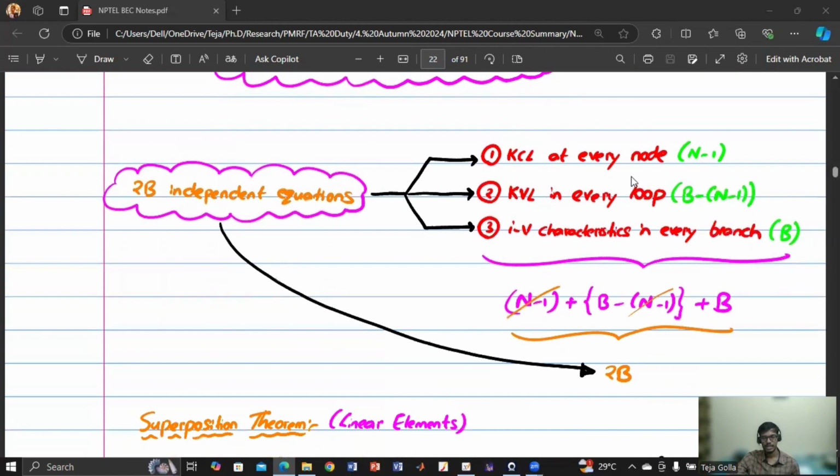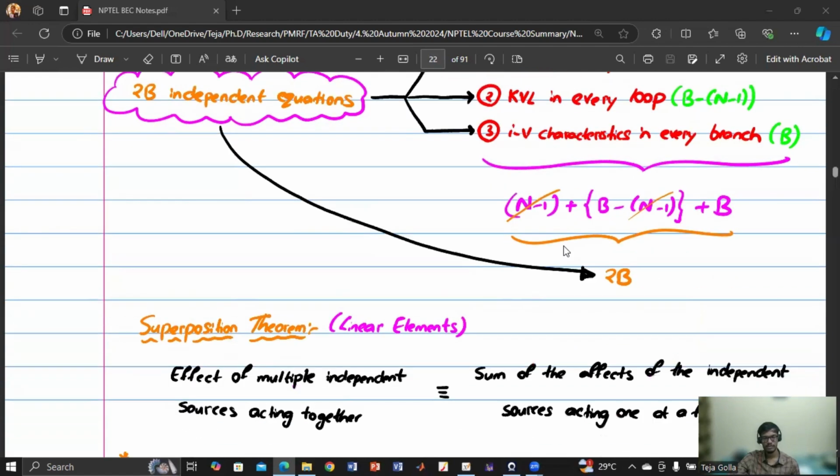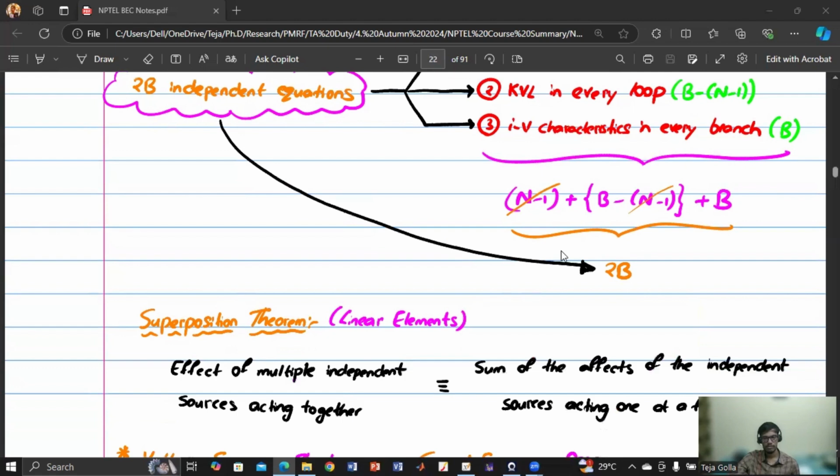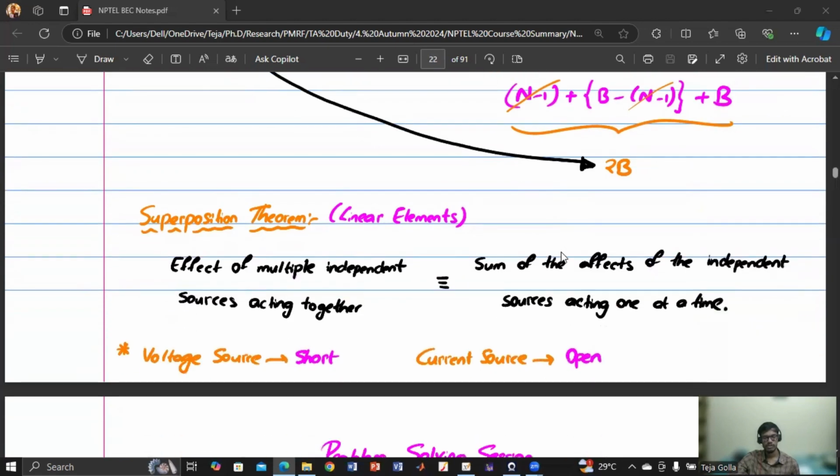So by applying KCL, you will get n minus 1 equations. By applying KVL, you will get b minus n minus 1 equations. And by applying IV characteristics, you will get b. So in total, you will get 2b equations and 2b independent variables. So you can solve these equations to get the I and V for each and every branch. Then we have also discussed the superposition theorem, which is very simple.